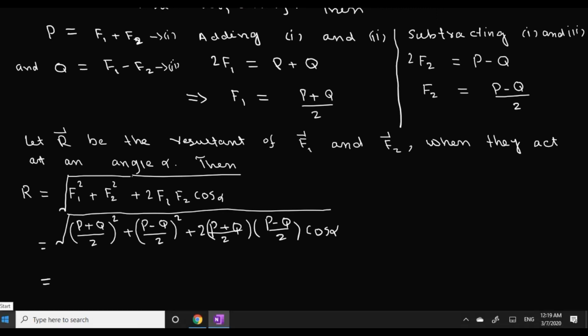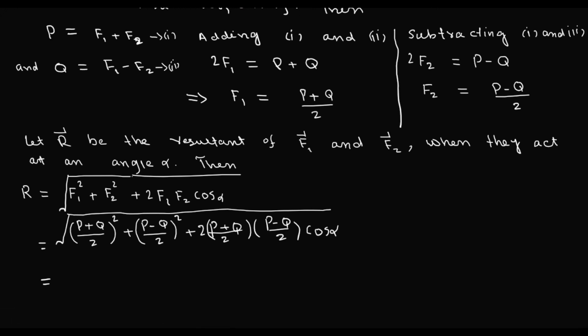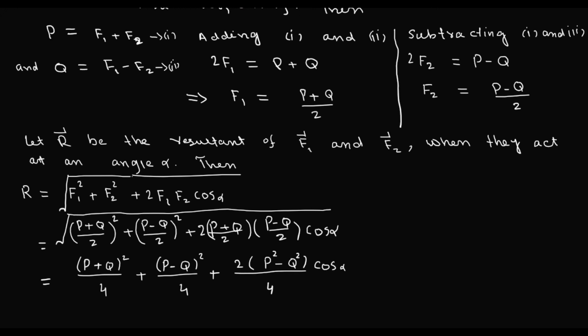Now, (P plus Q) square divided by 4, again (P minus Q) square divided by 4, and this is 2 times (P square minus Q square) divided by 4, times cos of the angle between them, all under the square root.